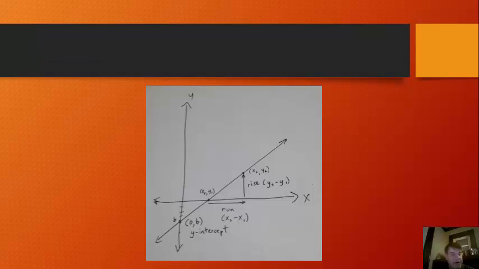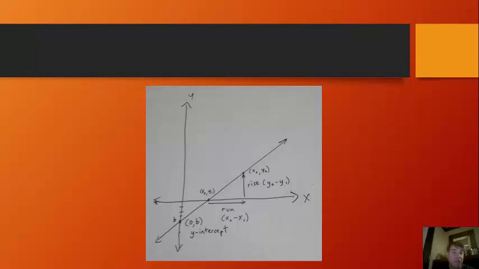Just to make things complicated, here's a little diagram I drew. You can see here the rise is the up and down part, and the run is the side to side part. So if you have 2 points, x1, y1, and x2, y2, then if you divide the rise, say y2 minus y1, by the run, say x2 minus x1, that gives you the slope.